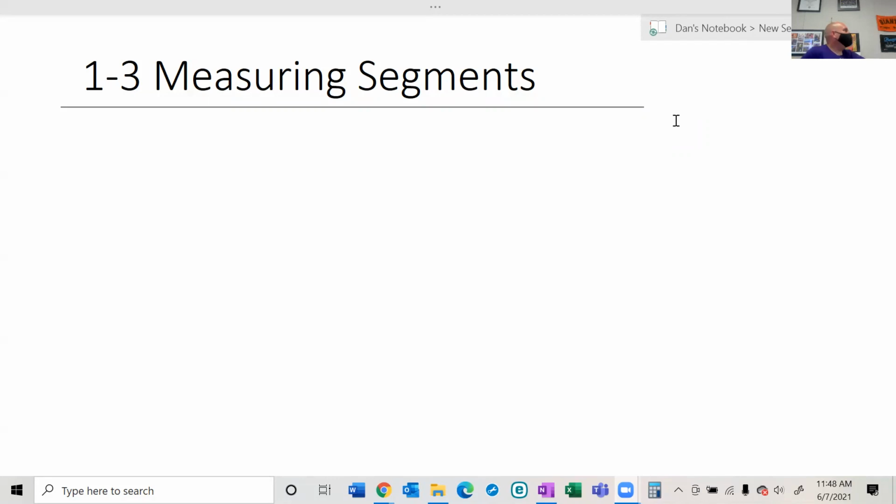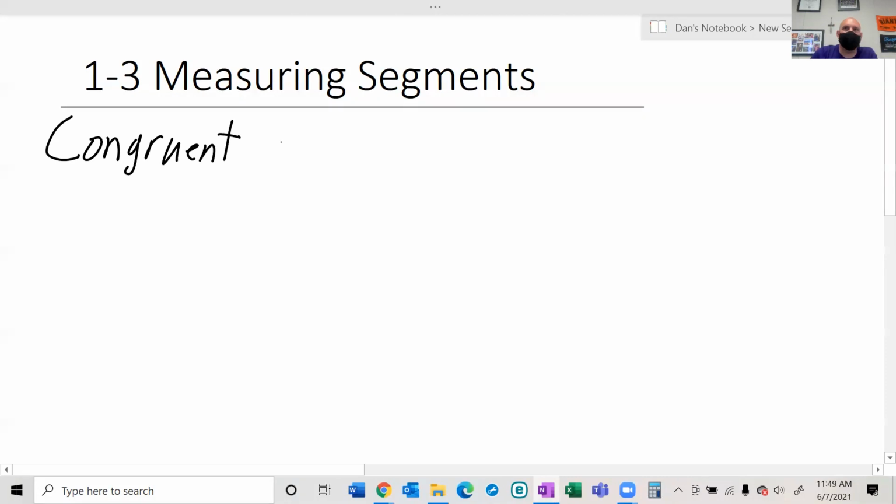Okay. We're on to our next lesson. We're measuring segments. So when we're talking about segments, we're talking about measuring line segments, and we're just measuring the distance of a straight line. That's pretty easy. One concept that it talks about that we got to learn is this concept of what's called congruent.